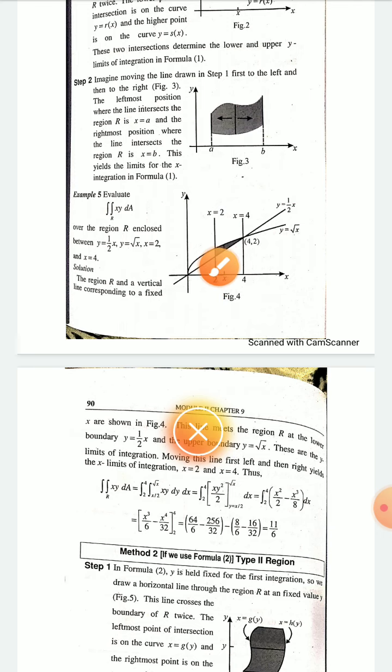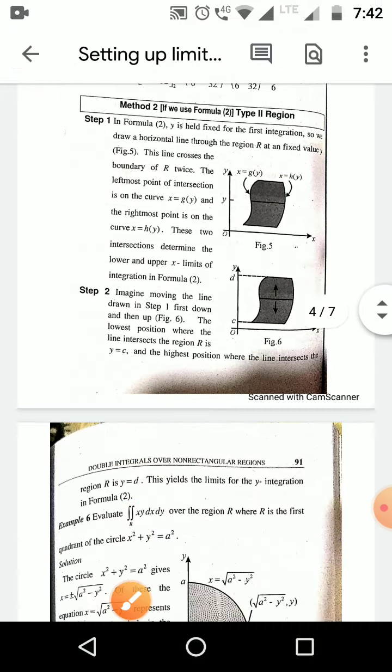If you don't know which curve comes upper and lower, you have to take r of x and s of x as such in the given order itself. So it is given that y is equal to x by 2 first. So x by 2 will be the lower limit of integration.